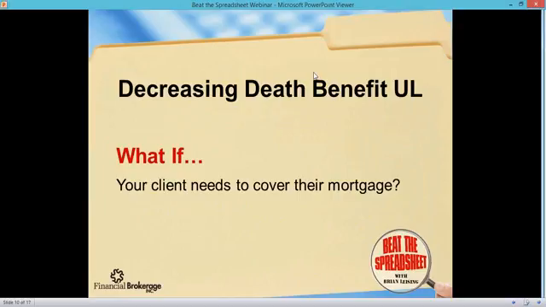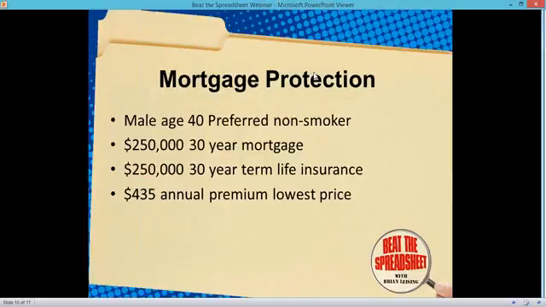I haven't seen it in close to 10 years here at Financial Brokerage, but the problem became you could buy a level term policy for less money than a decreasing term policy. So there was no reason to purchase that. Well, one of our companies here has found a way to mimic those decreasing term policies, and I'll show you how it works. So in our example this time, we've got this 40-year-old male.